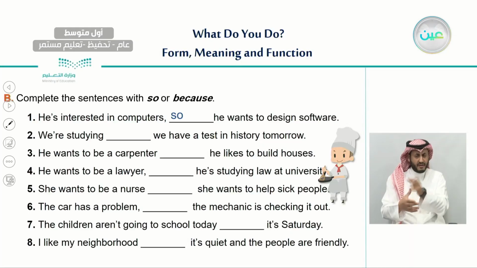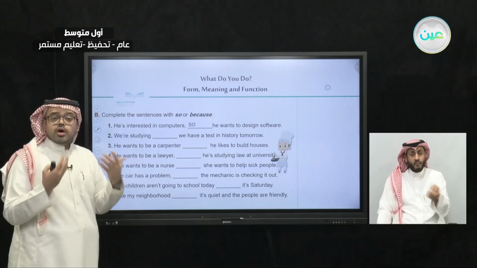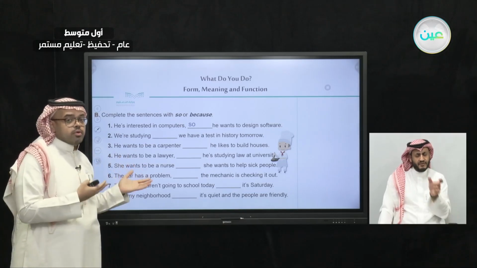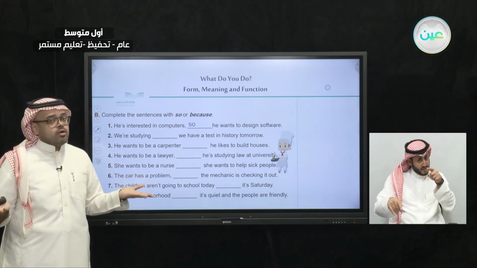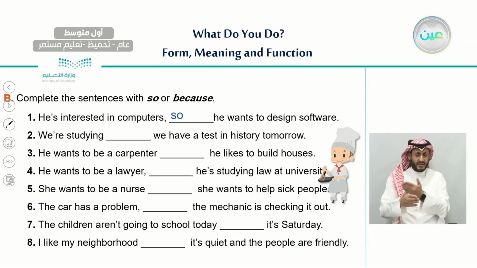Let's start with number 2. We are studying, blank, we have a test in history tomorrow. Let's read the first part and try to ask the question why. If it's applicable, then in this case we use because. If it's not, then we cannot use because, we would use so. So we are studying. Okay, why are you studying? We have a test in history tomorrow.